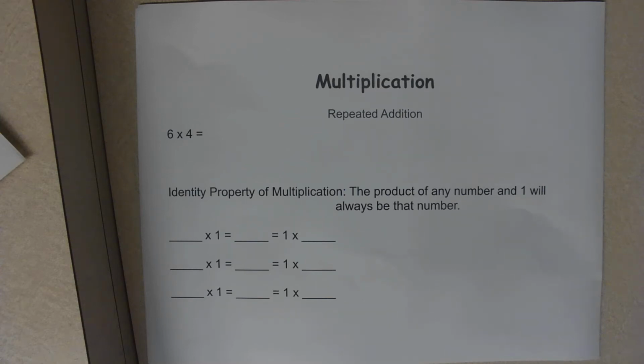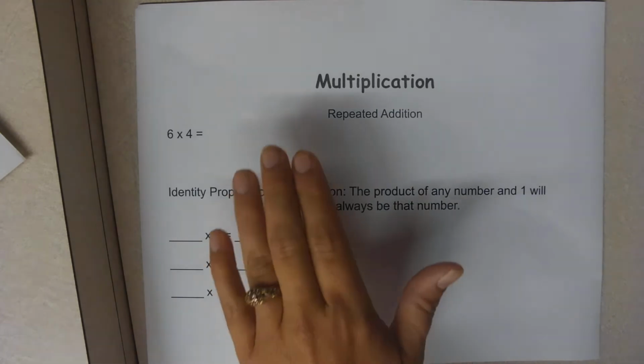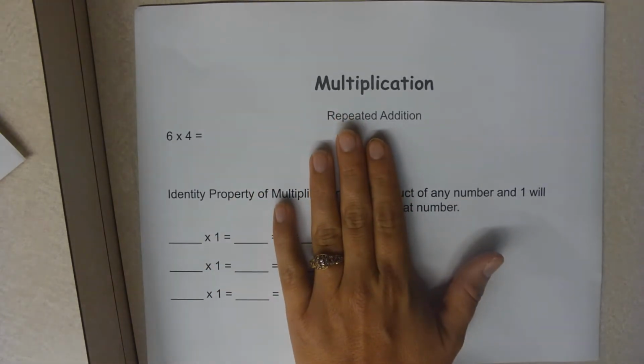Hey boys and girls, today we will be discussing the identity property of multiplication. And that just means that the product of any number and 1 will always be that number. Or as I like to say, it will keep its identity. But before we start, I want to remind you what multiplication is.